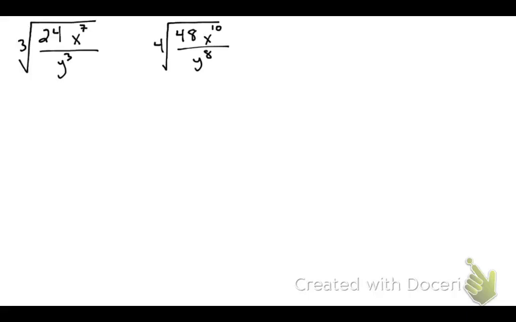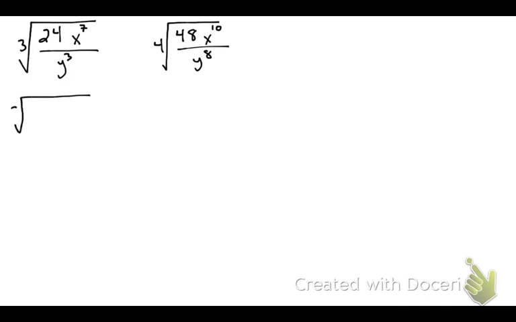We're going to continue our study of higher powers. We're still working with quotients. In our first problem, we have the cube root of 24x to the 7th over y cubed. Now, unfortunately, the radicand, the number inside, doesn't simplify at all. So this is a case where what will be helpful is breaking this up into numerator and denominator.